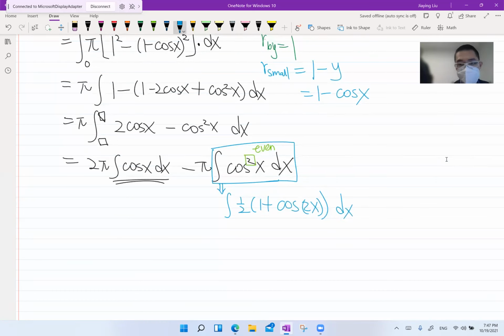So from here, you just have to keep splitting the integrals. Again, you can move the half outside combined with the pi. So you get negative, I'm just going to bring the negative pi down there. So I get negative pi over 2 integral 1 plus cosine 2x dx. And you can integrate the 1 separately from the integral of cosine 2x, right? And then each of them should come out nicely when you integrate.